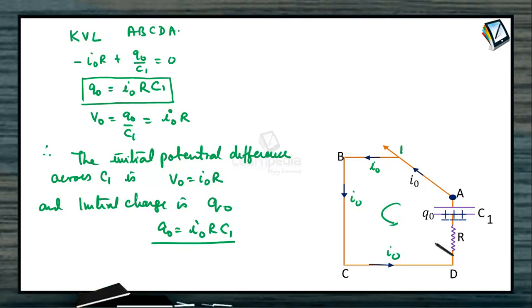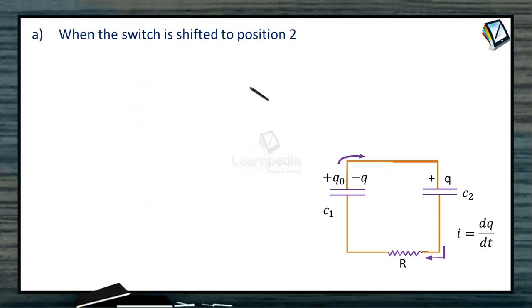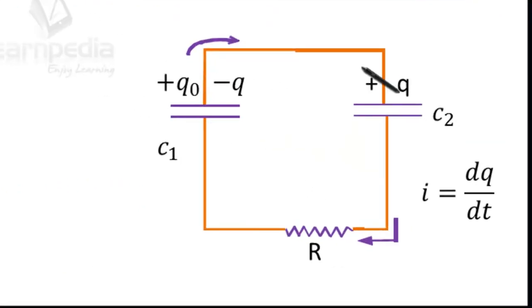Now from here on we start the problem. Now the switch is shifted to position 2. When the switch is shifted to position 2, the sharing of charge takes place between C1 and C2. Flow of charge will take place until the two capacitors acquire a common potential.